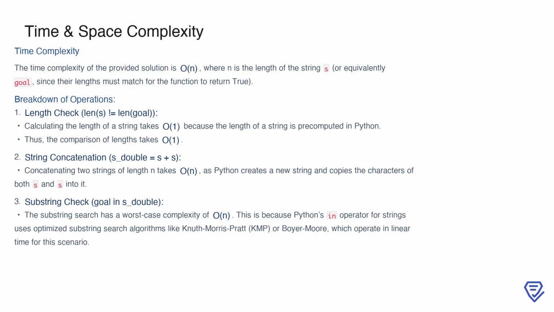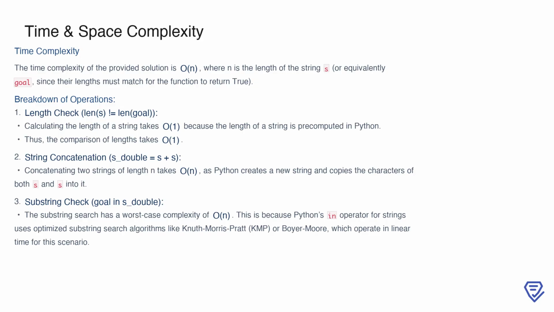First, checking the lengths of the two strings using len(S) equals len(goal) takes O(1), because Python pre-computes string lengths, so retrieving and comparing them is constant time. Next, the operation S_double equals S plus S involves concatenating two strings of length n. This requires O(n) time, as Python creates a new string and copies all the characters from both instances of S into the new string. Finally, the substring search operation, goal in S_double, has a worst-case complexity of O(n).